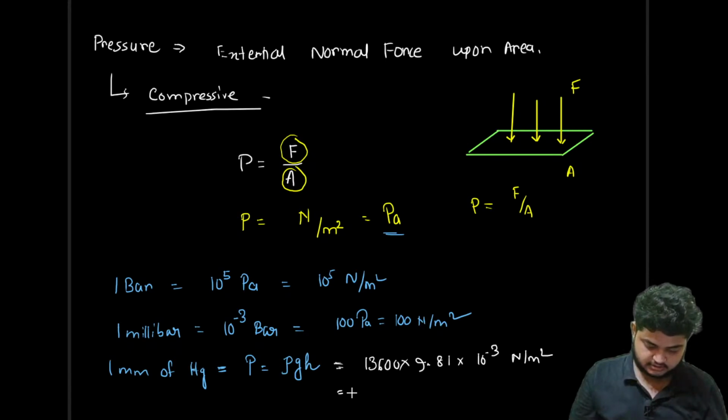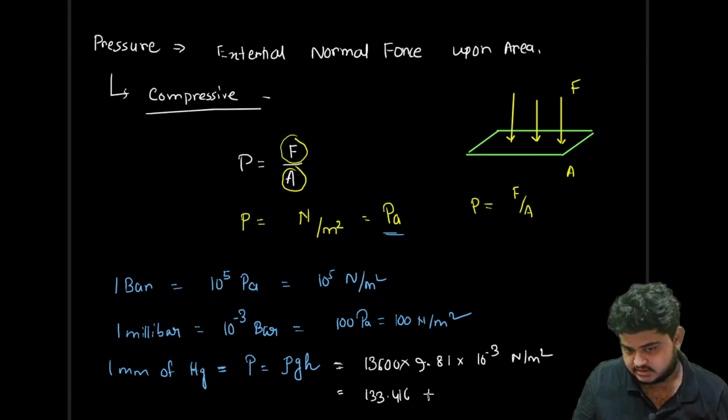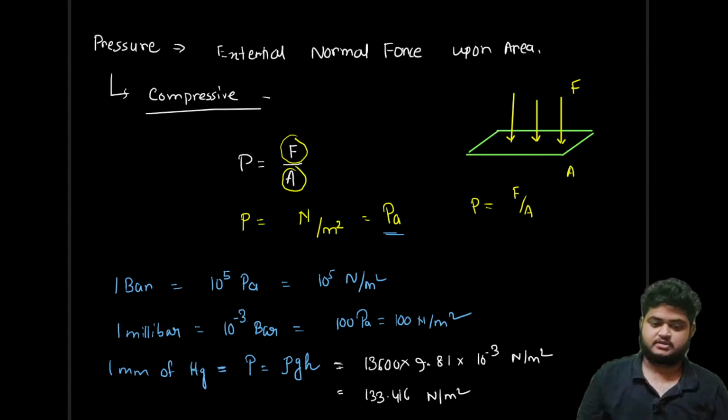If I calculate this, 13,600 into 9.81 into 10 to the power minus 3, it will come out as 133.416 Newton per meter square.